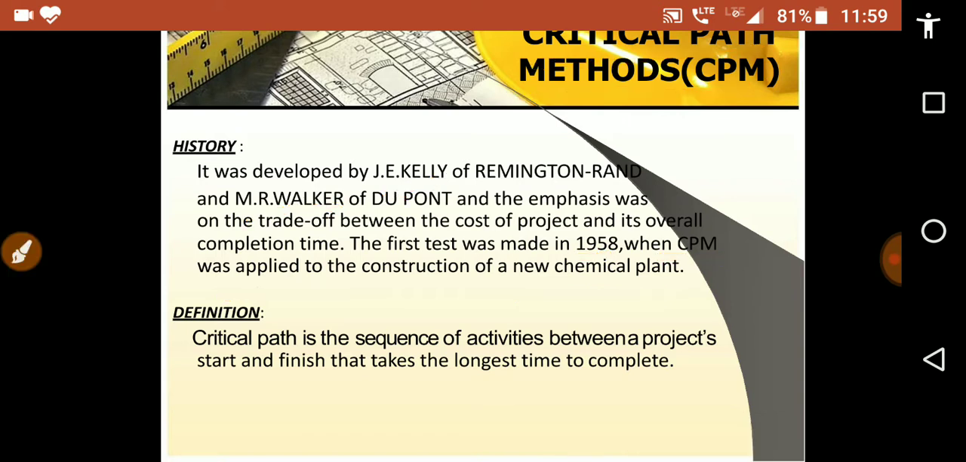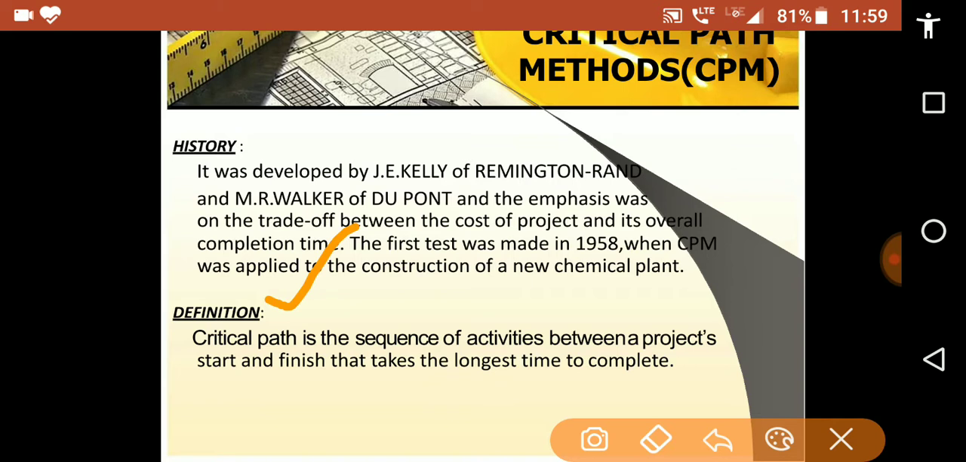Now let us see the definition of CPM. Critical path is the sequence of activities between the project's start and finish that takes the longest time to complete. So this is the definition of critical path.